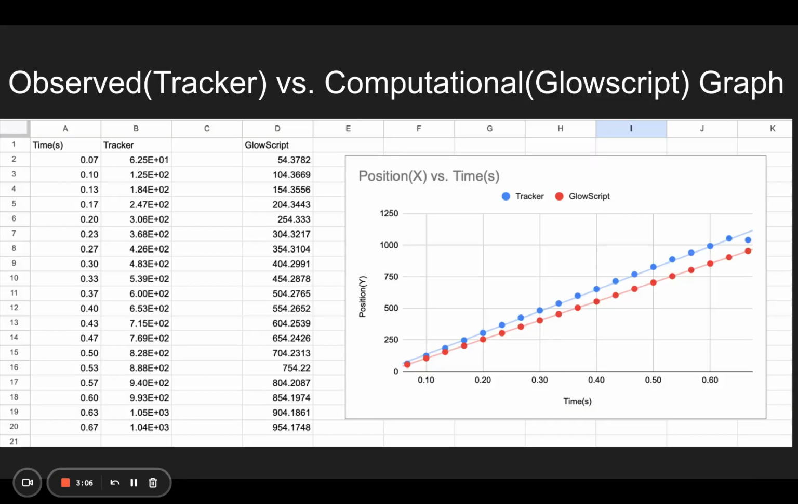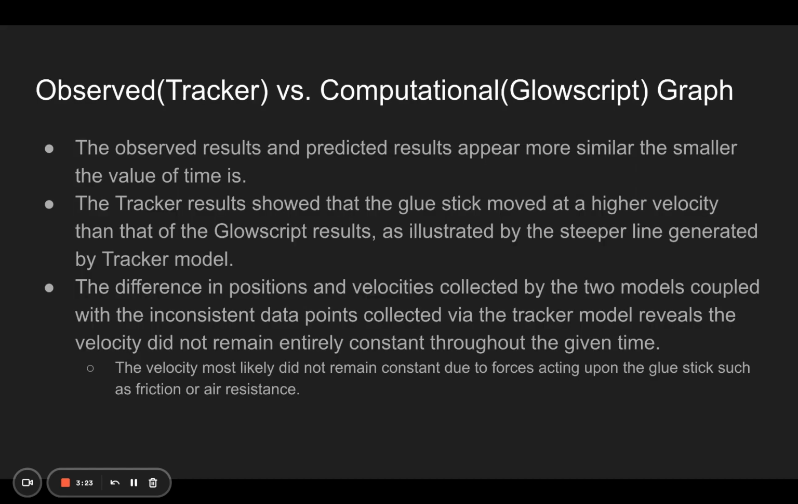Here are the values of each model graphed on a singular chart, with the blue representing the observed model and red representing the computational model. Due to the slope of the observed model being steeper, the velocity is greater for the observed model. Some more observations for this graph come in the next slide.